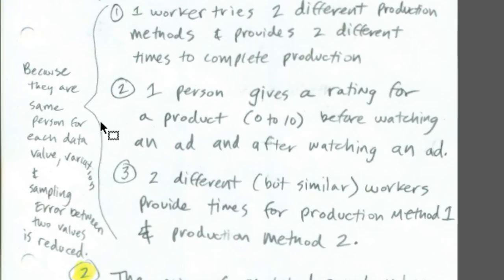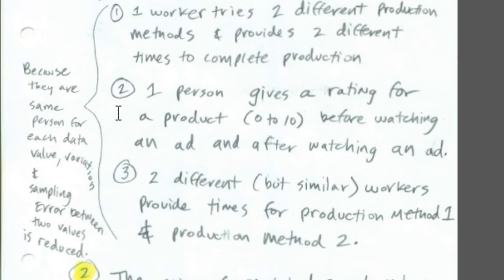Now, because they're the same person for each data value, the variation and sampling error between the two values is reduced. Think about this. If you have two different workers, those workers may have different abilities, and that may lead to some of the sampling error. But when you have the same person, that means one worker doing two different methods, their strength, their ability, their knowledge is the same for both values.